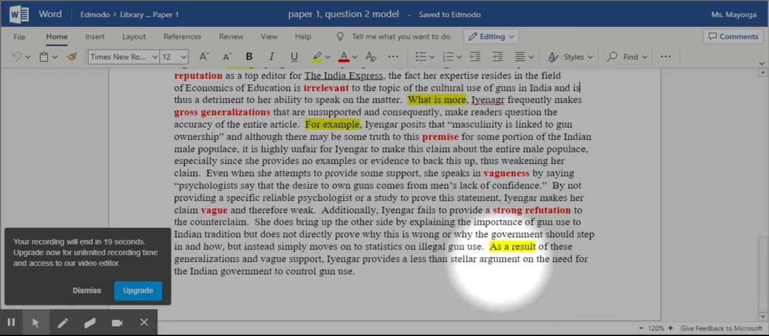Last, notice I do wrap it up. As a result of these generalizations and vague support, Iyengar provides a less than stellar argument on the need for the Indian government to control gun use. So whenever you can, it's always a good idea to wrap it up.